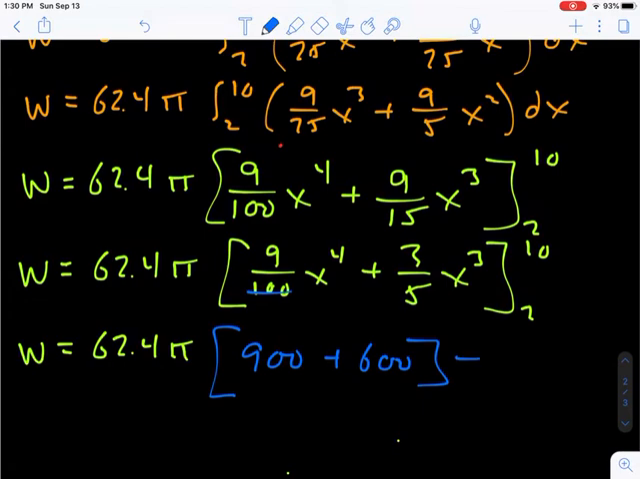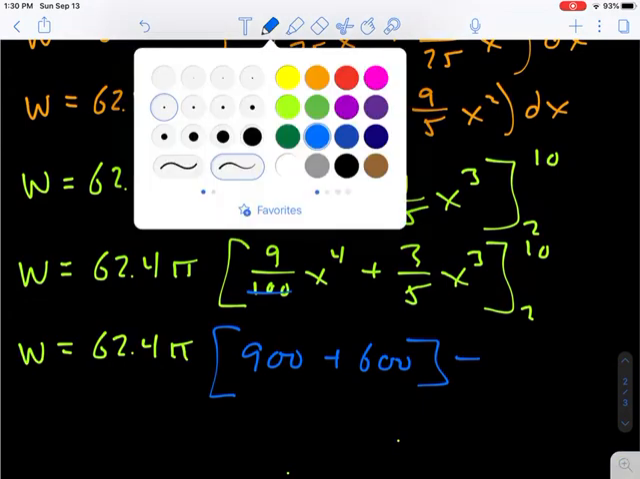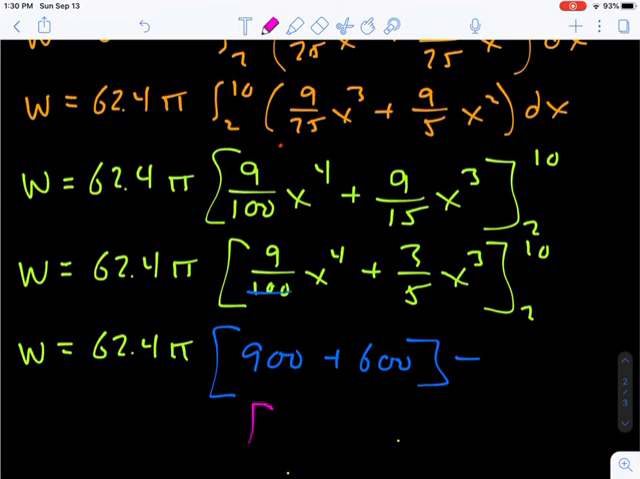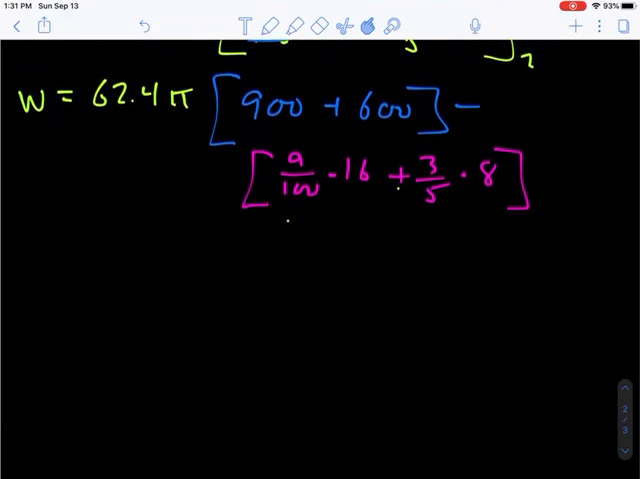Minus, and let's do this in another color. We're going to have 9/100 times 2 to the fourth. So we have 9/100 times 16 plus 3/5 times 8. Okay.